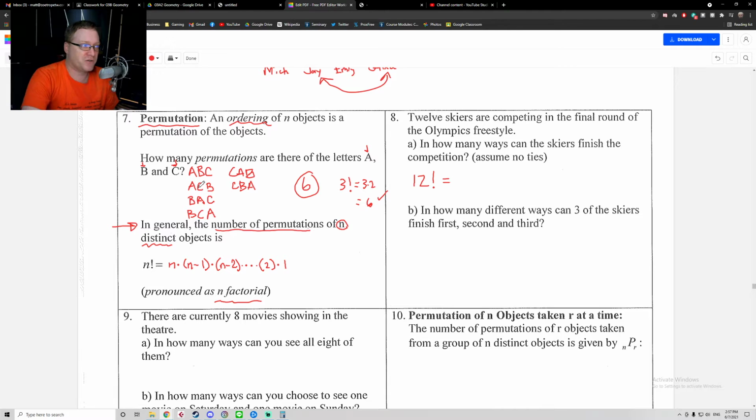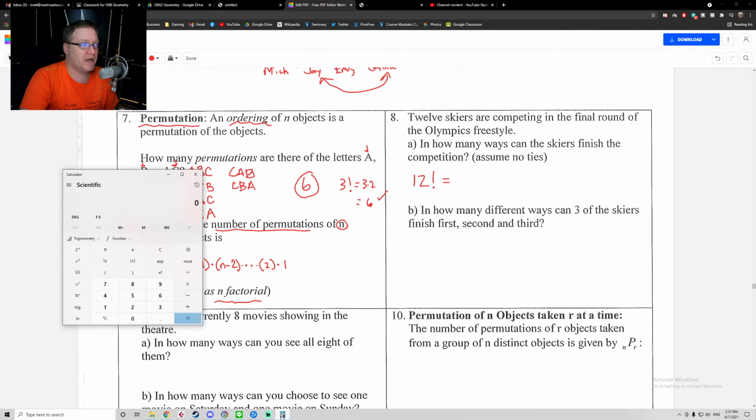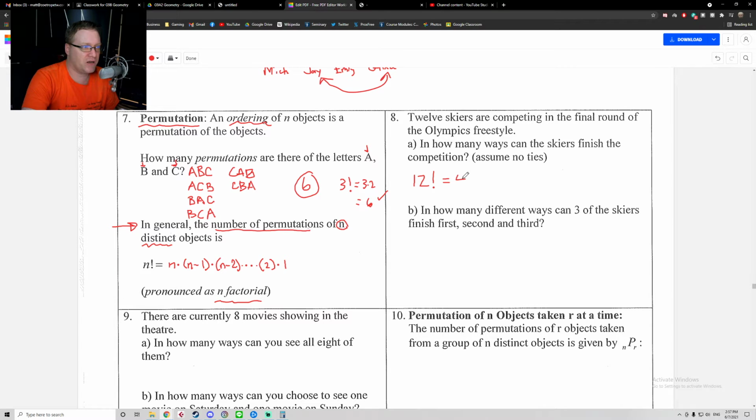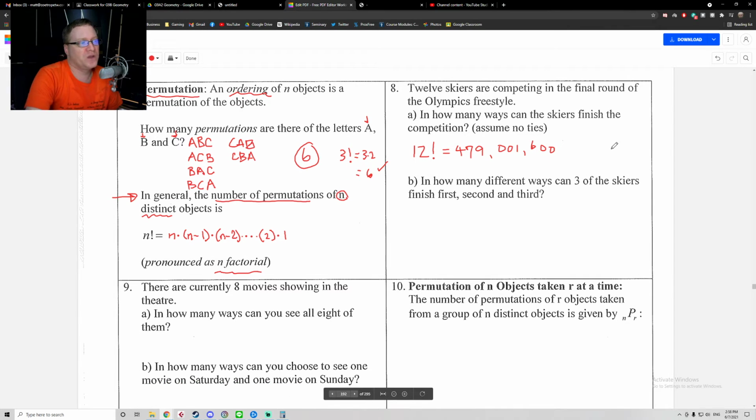Now, 12 factorial is very difficult to calculate if you are doing it by hand. That's why you're going to want to use a calculator here. 12 factorial is 479 million, all right? Oh, it went away. 479 million. I already wrote down the answer. It's 479,001,600 is the answer, okay?